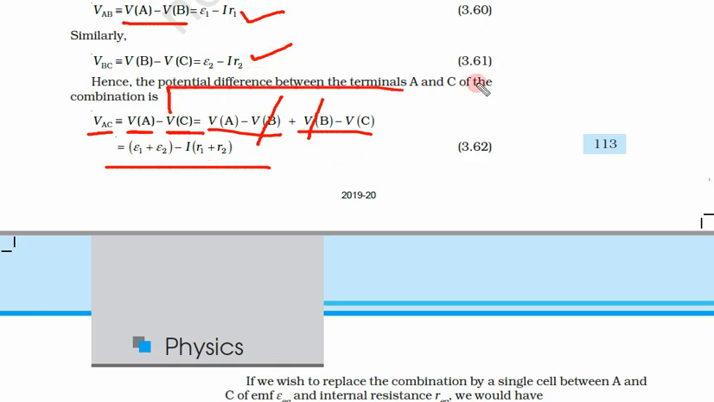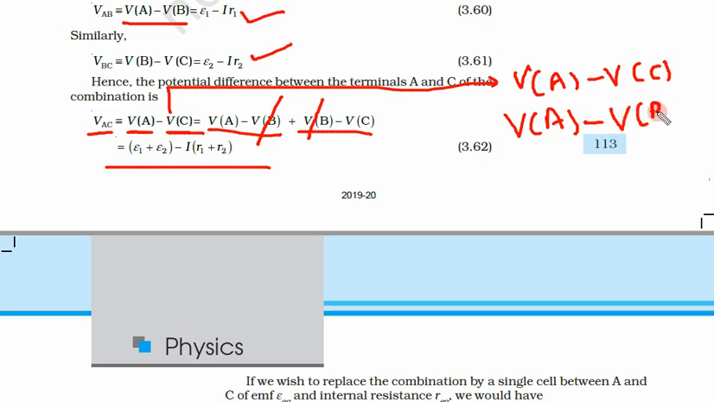So let us see this like this, VA minus VC. So this was the difference across VC. So what we did, we added VB and we subtracted VB. First let us subtract VB, then add VB. So that can be cancelled out.